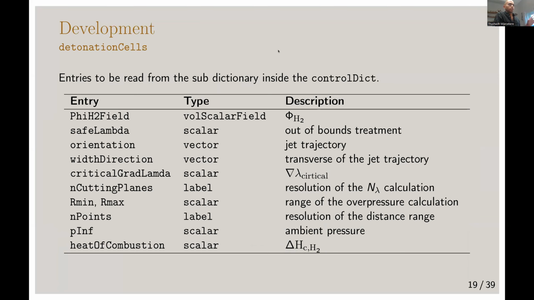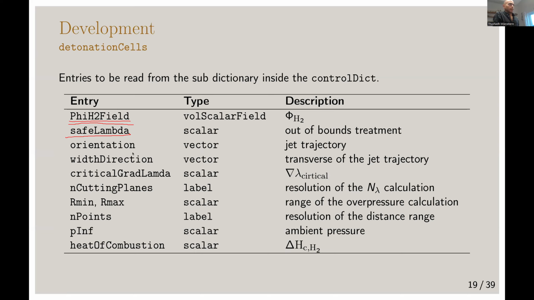So when we use the function object in an actual case, in the control dict, you have to specify a few different fields. First, you should specify what your equivalence ratio field is. For example, if you use your own function object to calculate the equivalence ratio, then you should specify what the name of that field is when it's written to the disk. And here I use this safe lambda value entry to make sure that I don't run into any errors due to the out of bound limitations in this interpolation table class.